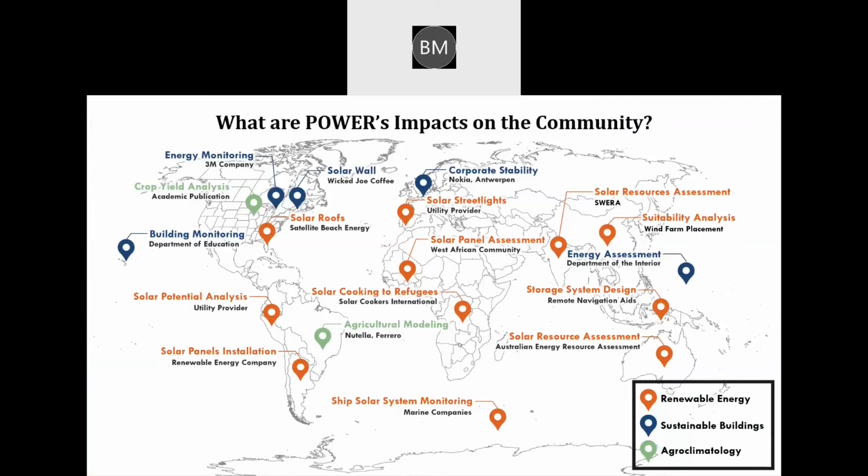So, Power supports a wide variety of users located globally, since Power provides data from our data partners at the global scale. So we can support the three main communities: renewable energy, sustainable buildings, and agroclimatology, though we're not limited to just those use cases, as you'll see in some of the lightning talks later.